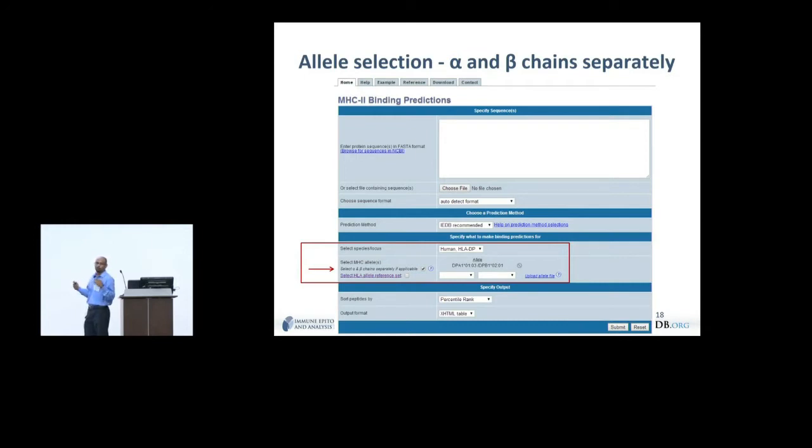In case of DP and DQ alleles, if you want to select the chains separately, by default we provide the most commonly occurring combination. So if you want to select the alpha and beta chains separately, you can check this box here, which gives you the option of selecting alpha and beta chains separately for DP and DQ alleles.